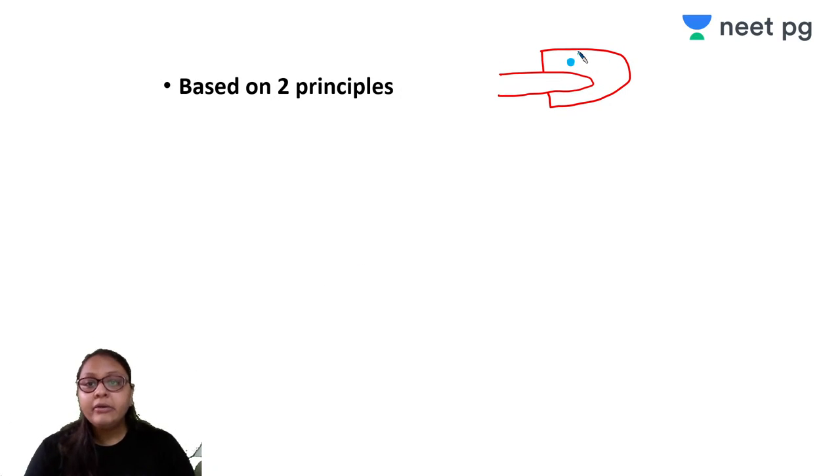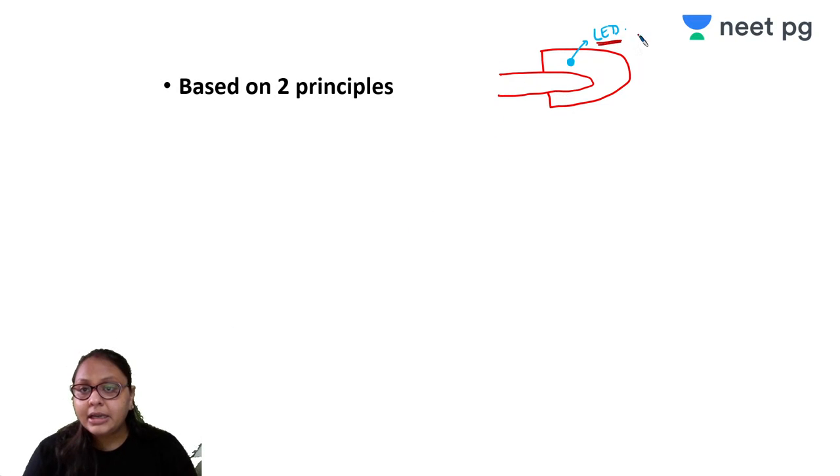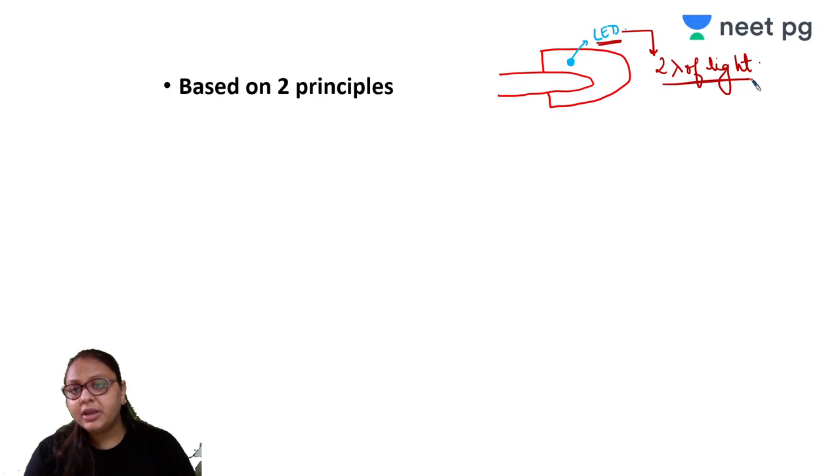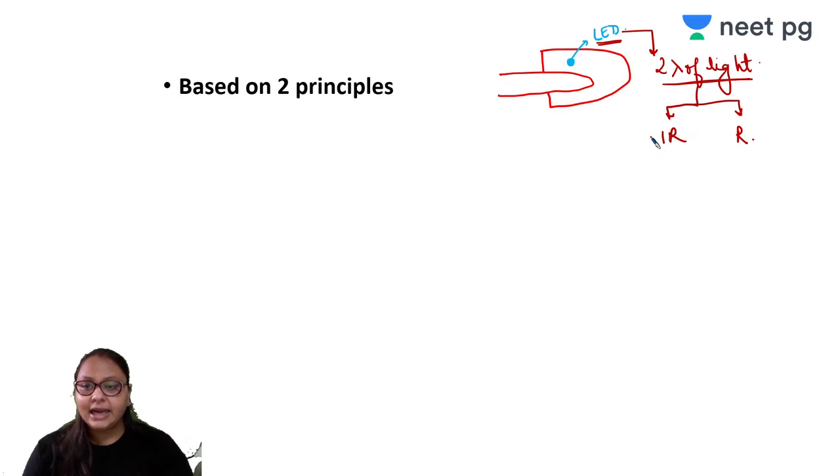There is a red light, which is a light emitting diode. Are you getting my point? So this is the finger pulse oximeter. It has a light emitting diode. Now this light emitting diode is emitting two different wavelengths of light, that is the infrared and the red light.